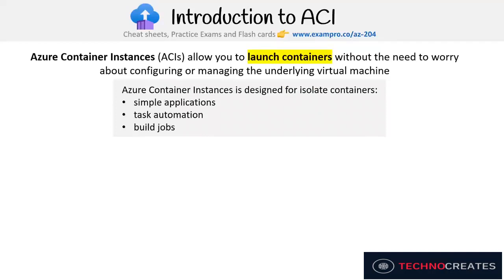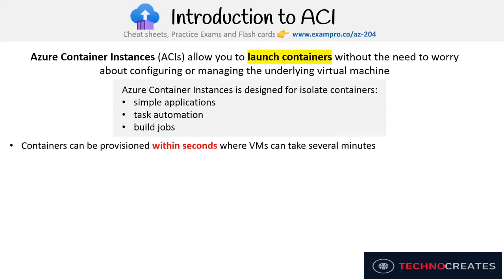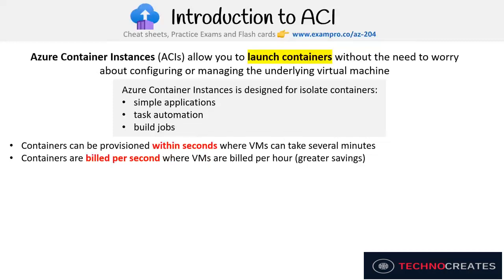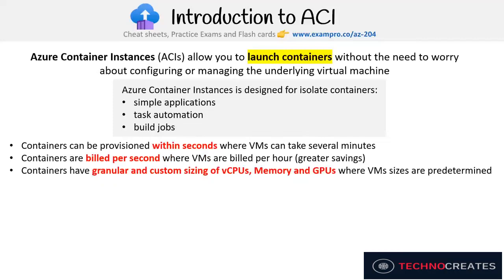Let's talk about some of the reasons why you'd want to use containers over VMs. Containers can be provisioned within seconds, where VMs will take several minutes. Containers are billed per second, where VMs are billed per hour, so you'll save a lot more money. Containers have granular and custom sizing of vCPUs, memory, and GPUs, where VM sizes are predetermined. So those are the benefits between containers and VMs.